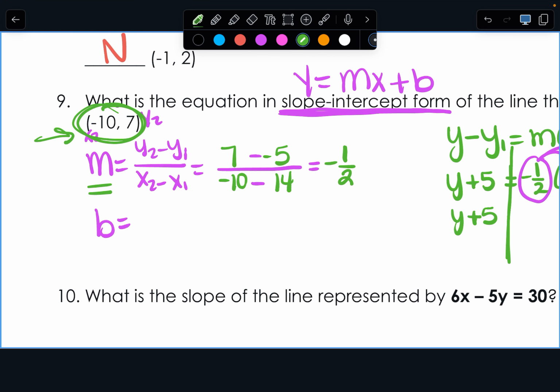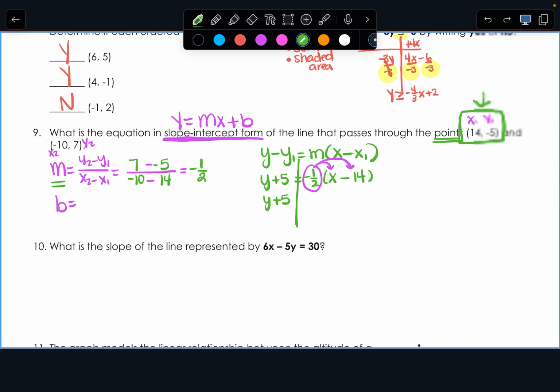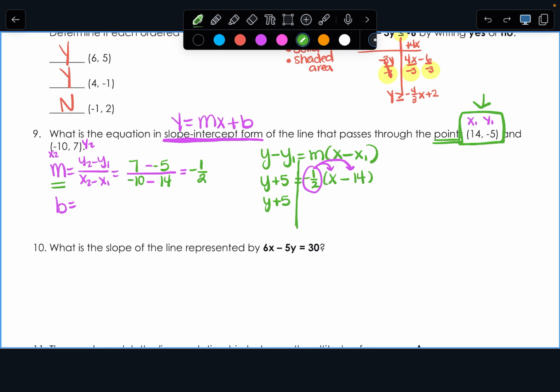You can use this one instead of the other one and get the same answer. Like I could use each ordered pair. So I guess what I'm trying to say is you cannot use this 14 with this 7. You can use 14 and negative 5, or you can use negative 10 and 7. Either one, yeah. One or the other. But you can't mix and match those numbers.